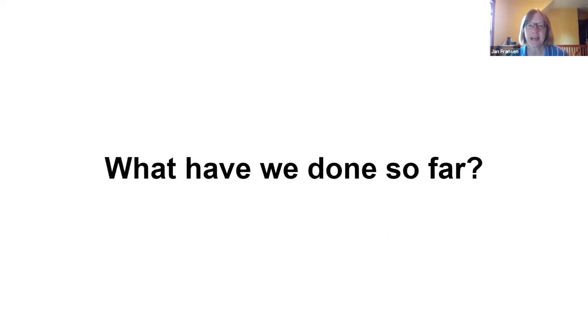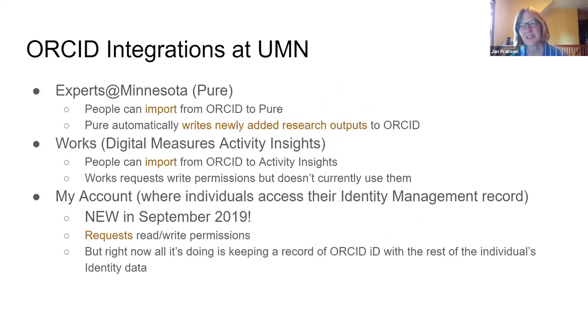What could we do if we had an API that we could use to just pull everything for University of Minnesota authors in one place? And that's the challenge we're trying to meet with ORCID. So here's what we've done so far.